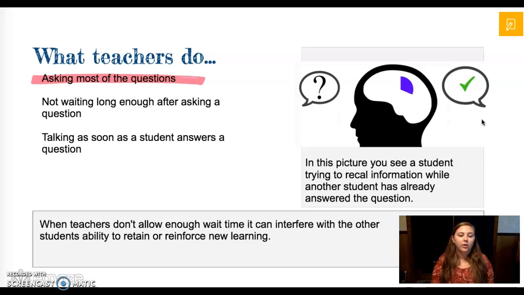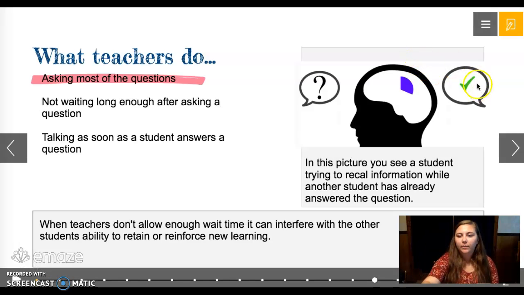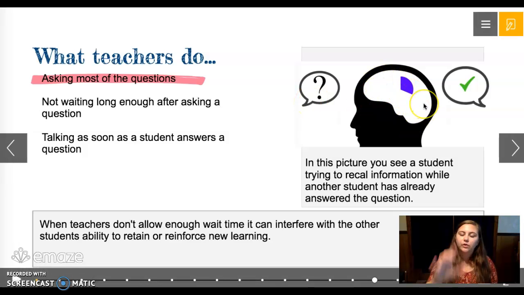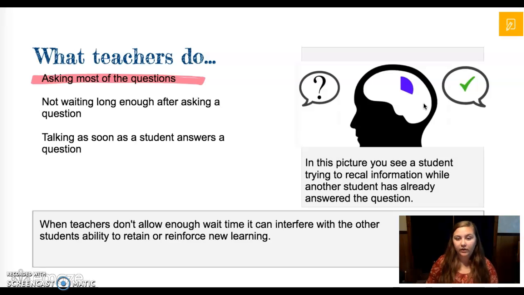So at the bottom I have, when teachers don't allow enough wait time, it can interfere with other students' abilities to retain or reinforce new learning. That goes back to that video I was telling you about that gives us that visual of what wait time does to our students and what their processing looks like. And in this picture here, you have the right here where my clicker is. That would be a student that's already said an answer. That's a student that really hasn't even understood the question right away. And then here's a student who's starting that thinking process on that question.